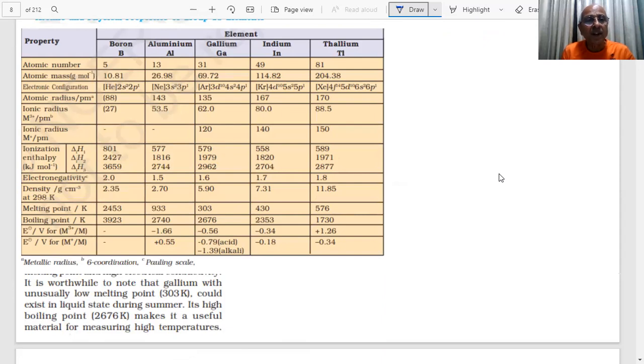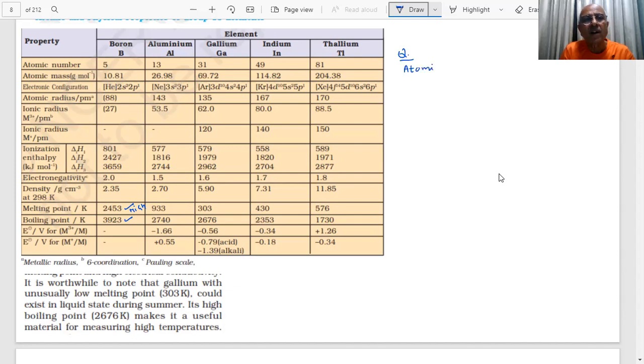Important point: you see the melting point and boiling point of boron are very high. Something exceptionally high, very important. Then what is important, student? That question.